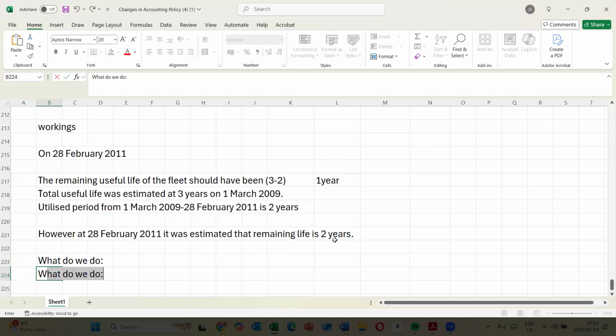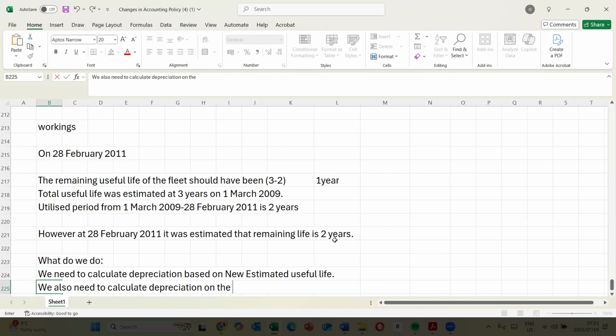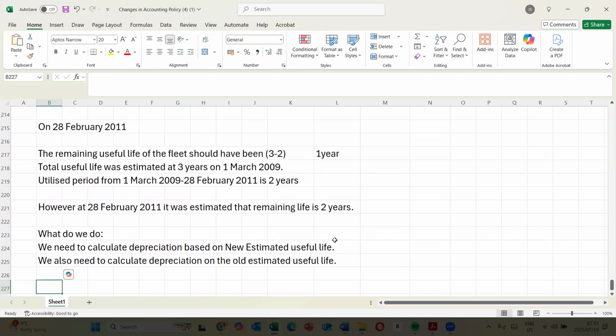In this case, we need to calculate depreciation based on the new estimated useful life. And then we also need to calculate depreciation on the old estimated useful life. So you need to do both depreciations. So let's calculate now. Depreciation on the new estimated useful life.